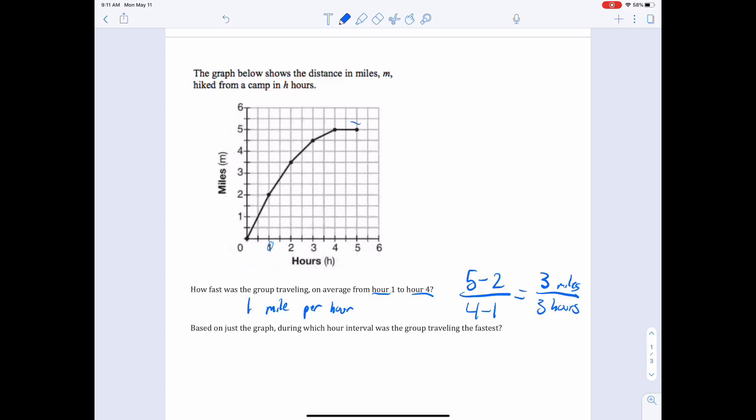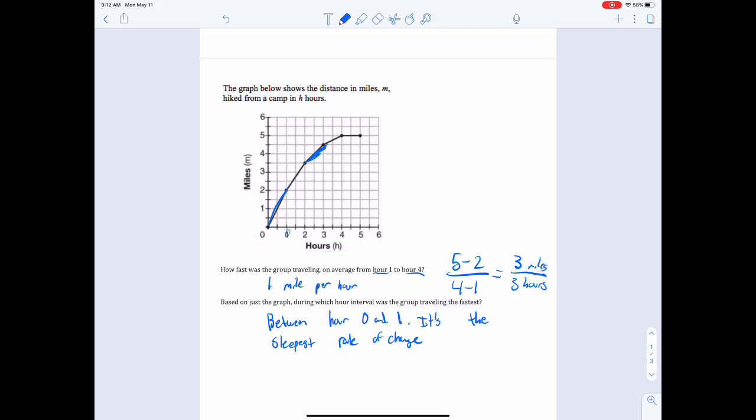Do you think this is fast right here? Is their miles going up a lot in that time period? No, the miles aren't going up at all. They must be chilling. They must be taking a break. I would say between hour 0 and 1. It's the steepest. The steepest change. Steepest rate of change. It's going up the fastest. This is much steeper than, say, that. So you know they're changing more in a shorter amount of time. All right, you can make that conclusion.